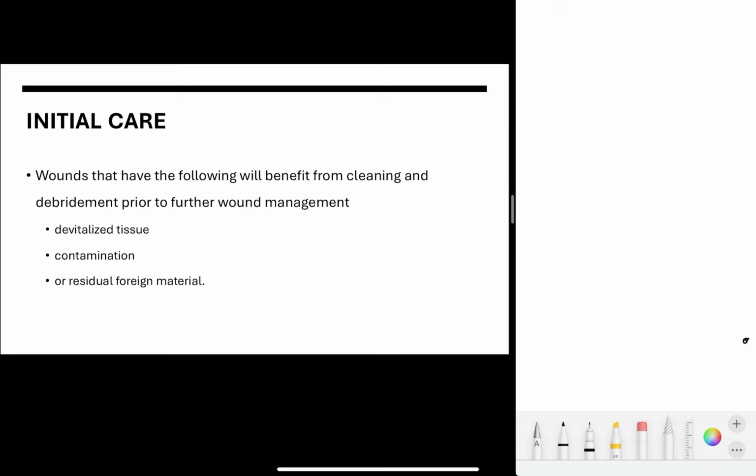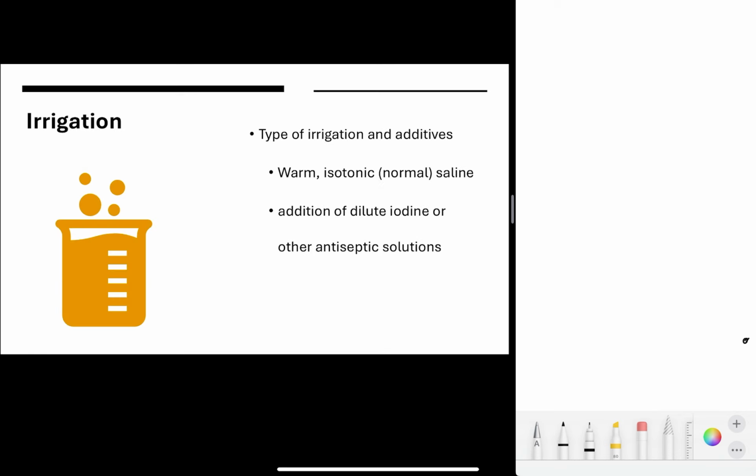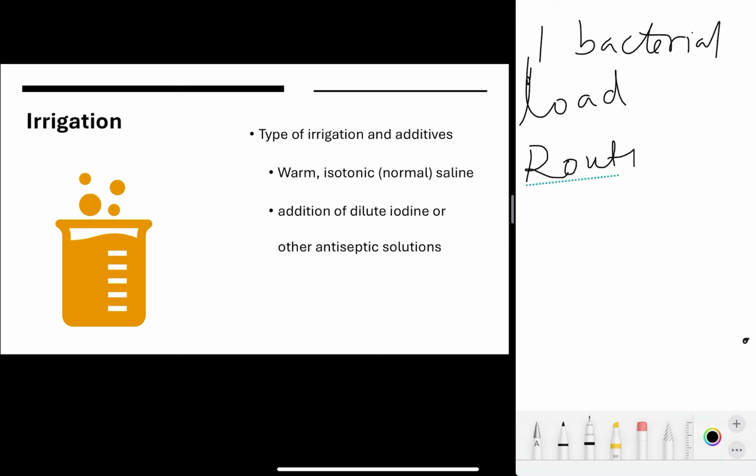That's why as part of initial care, devitalized tissue has to be removed, cleaned, and debridement has to be done. Now coming to irrigation. Irrigation is most important for cleansing the wound, and irrigation can be done with warm isotonic normal saline. Irrigation decreases the bacterial load and removes loose material, and it should be part of routine wound management.